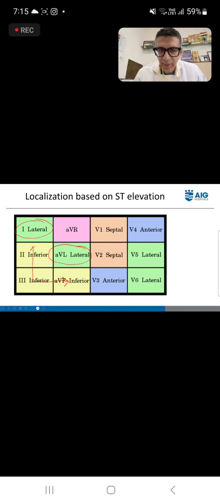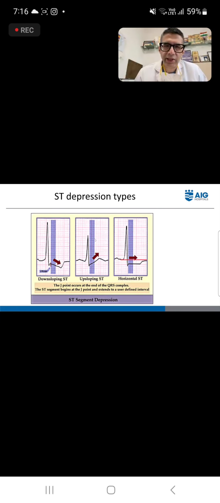Okay. Now, after ST elevation, you talk about ST depression. So ST depression again can be of three types. You can have a horizontal downsloping ST depression. You can have an upsloping ST depression. You can have a flat ST depression. Okay, so this is the baseline as is shown here, and this is the extent of ST depression. So it can be either upsloping, or it can be downsloping, or it can be flat.